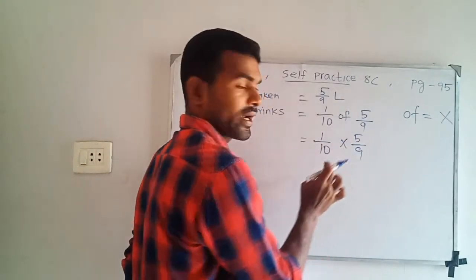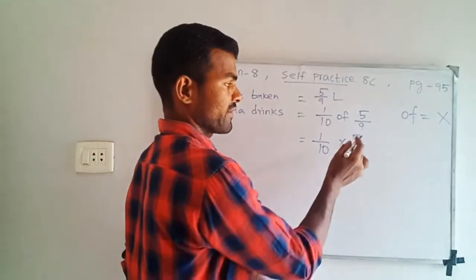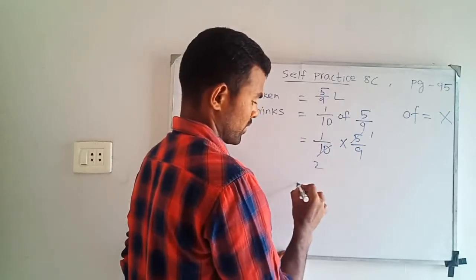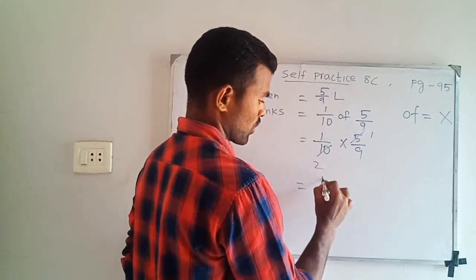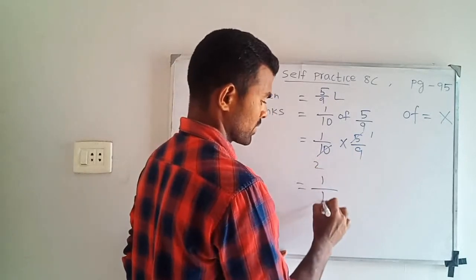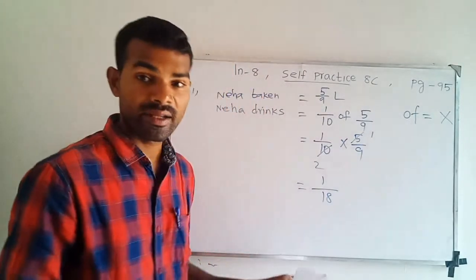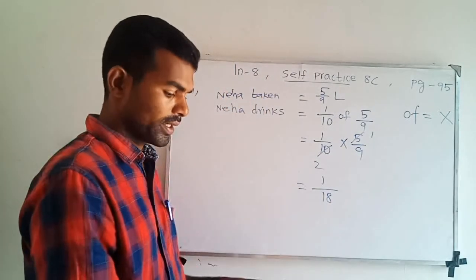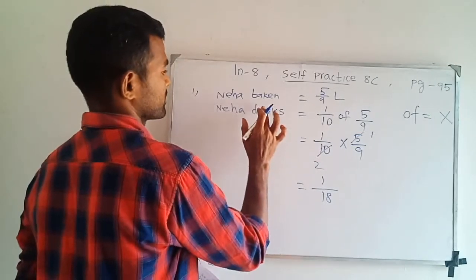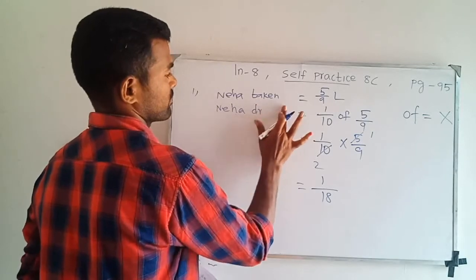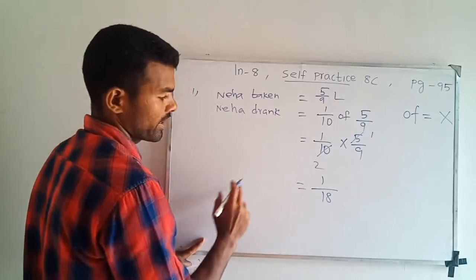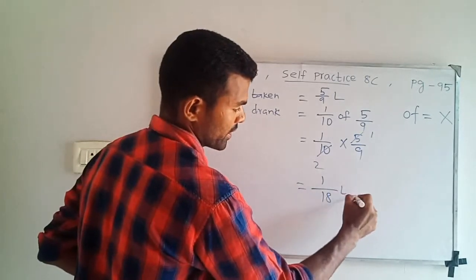And here look, 5 and 10. 5 is the common factor. Divide by 5. 1 times 5, and how many 5 in 10? 2 times 5. So 1 multiply 1 is 1, and the denominator 2 multiply 9 is 18. So Neha drinks 1 by 18 liter.